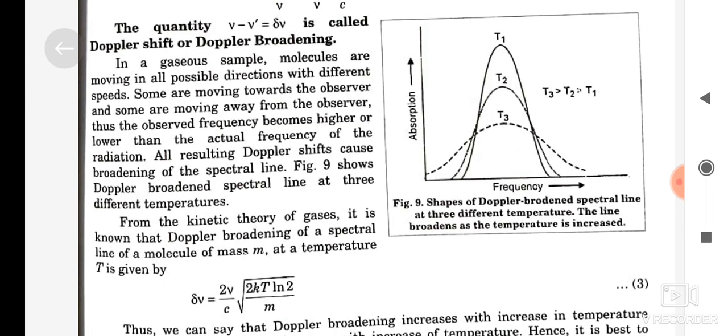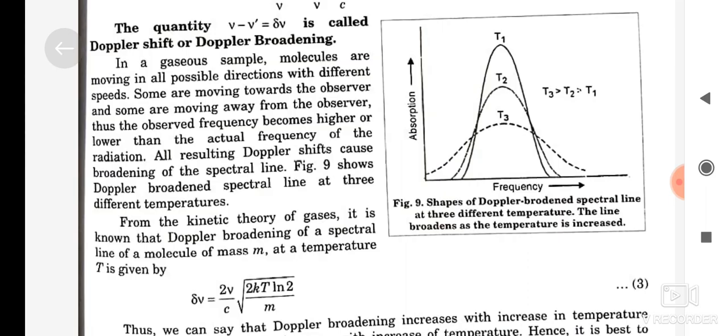In a gaseous sample, molecules are moving in all possible directions with different speeds. Some are moving toward the observer and some are moving away from the observer. Thus, the observed frequency becomes higher or lower than the actual frequency of the radiation. The resulting Doppler shift causes broadening of the spectral line. Figure 9 shows the Doppler broadened spectral line at three different temperatures.